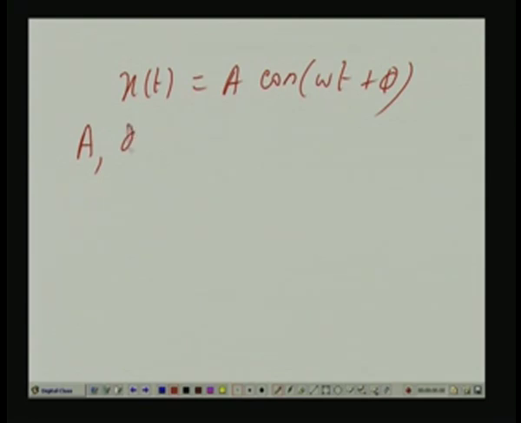On the other hand, consider this. Suppose you are given, I am coming back to the same example, a cosine of omega t plus phi, with A and phi random variables given, they are mutually independent, that is, statistically independent.